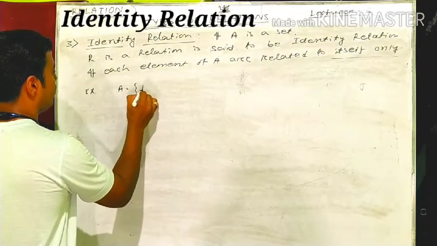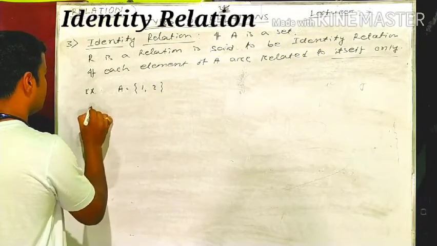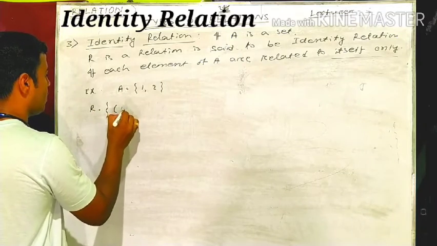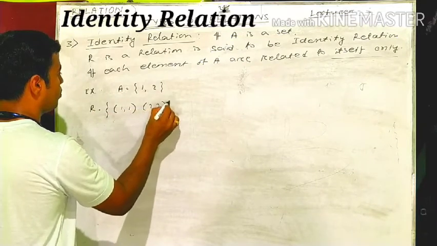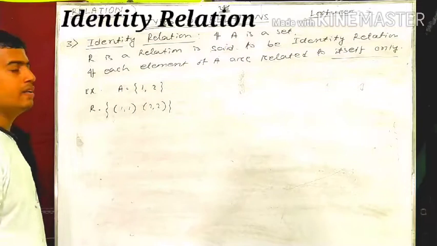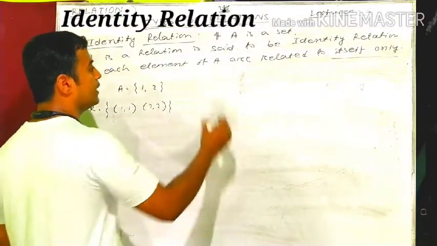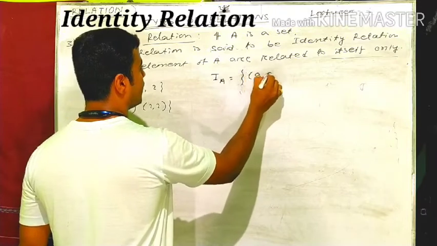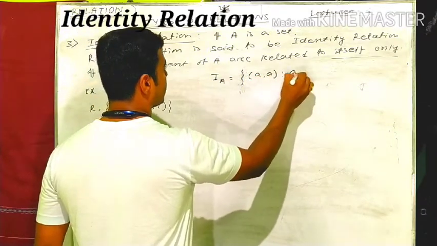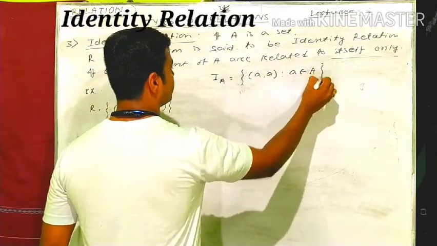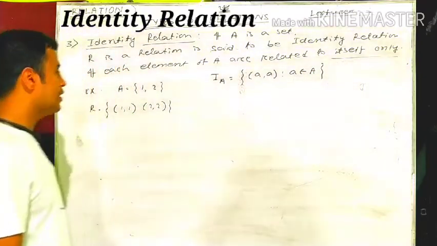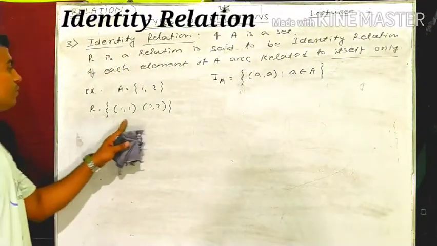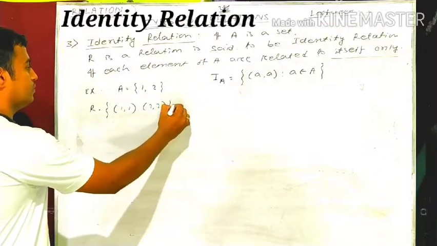So the example: A equal to 1, 2, the relation R equal to {(1,1), (2,2)} is an identity relation. So identity relation is denoted by I_A equal to {(a, a) such that a belongs to A}, called identity relation. Here R equal to {(1,1), (2,2)} is an identity relation.